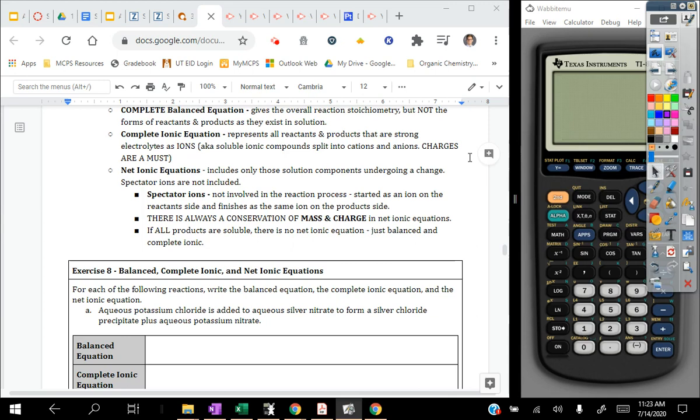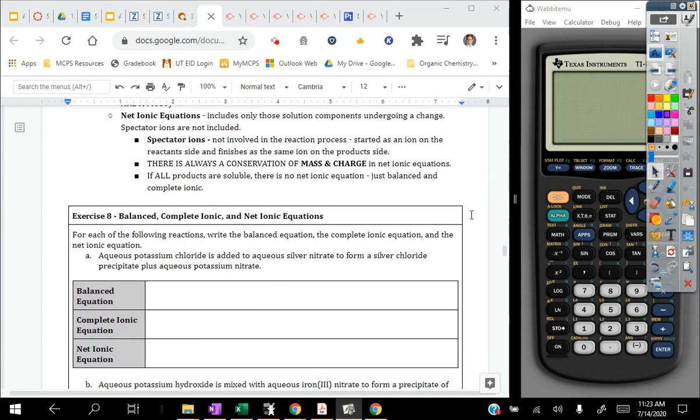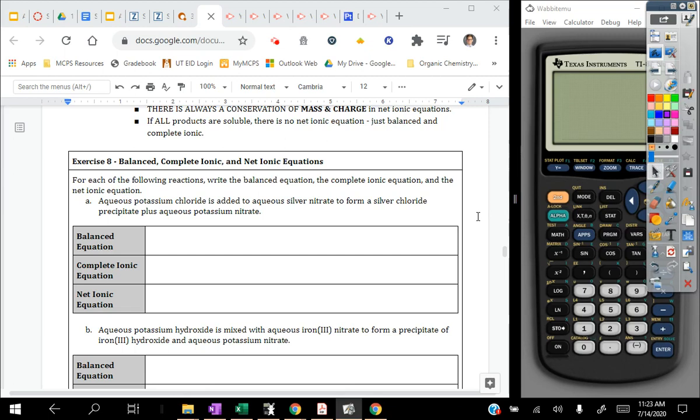A spectator ion is just something that is not involved in the reaction process. It started as an ion on the reactant side and finishes as the same ion on the product side. It remains chemically unchanged. There is always a conservation of mass and charge in net ionic equations. If all products are soluble, there is no net ionic equation, just balanced and complete ionic equations.